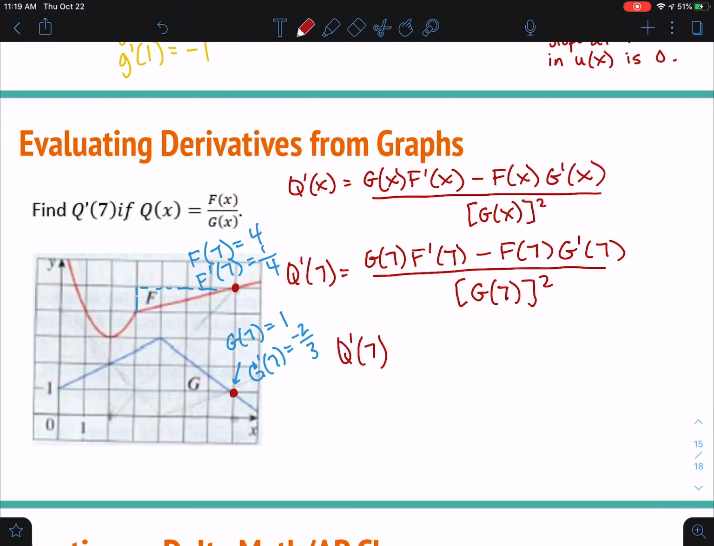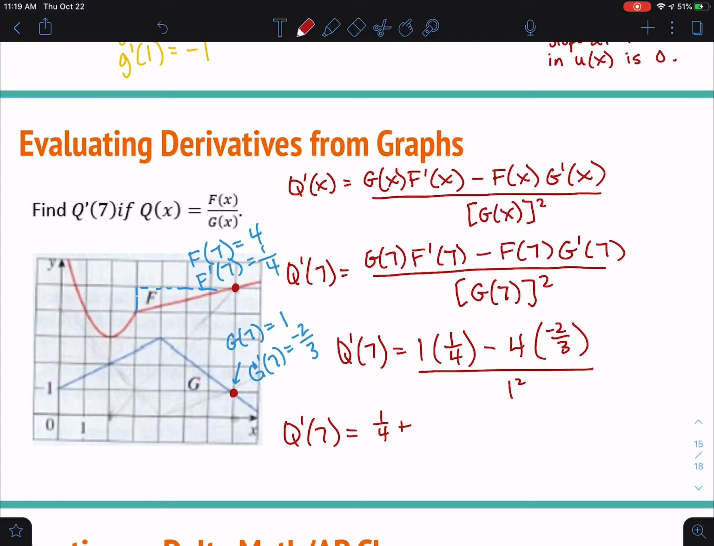to our formula. So g of 7 was 1. F prime of 7 is 1/4. Minus f of 7 is 4. G prime of 7 is negative 2/3. All of that over g of 7 squared, which is 1. So 1 squared is just going to be 1. And now remember, if it's an open response question, leave your answer just as that. You don't have to simplify if it's open response. Now, if it's multiple choice, you do have to know how to simplify. You just don't have to always do it. So that's going to be plus 8/3, right? Over 1, doesn't really matter.